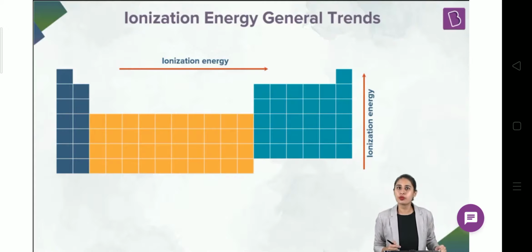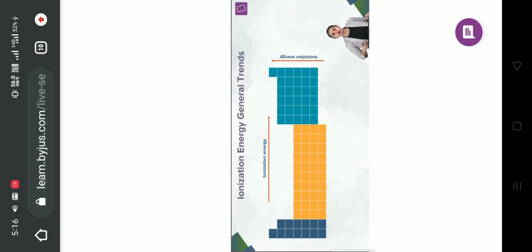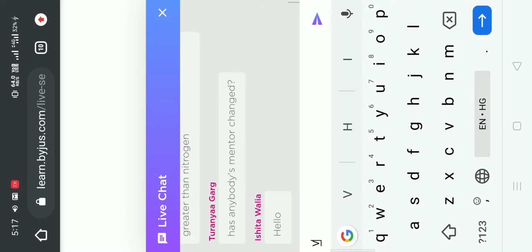What about down the group? As we go down the group, the size increases. So the last electron is kind of chilling and it is very easy to remove that electron. Hence, ionization energy generally decreases as we go down the group.